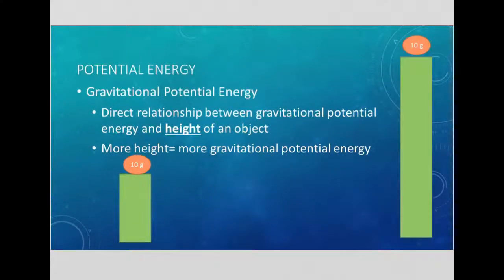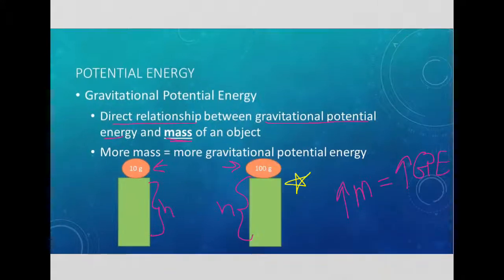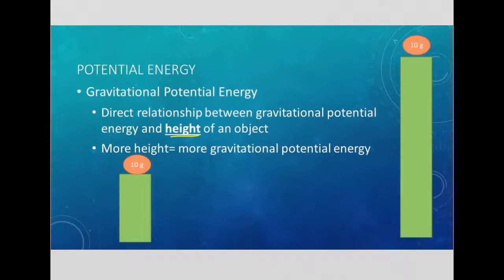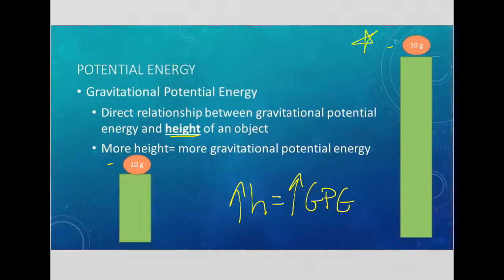Also, in gravitational potential energy, there's a direct relationship between that and the height of an object, as sort of implied a couple slides ago. The more height, so an increase in height, is going to also increase gravitational potential energy. And so in this scenario we have two masses, and they're the exact same mass. Notice that they're both 10 grams, but the one on the right here is at a larger height and therefore has greater gravitational potential energy.